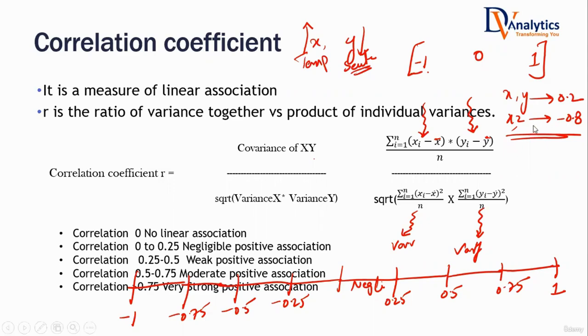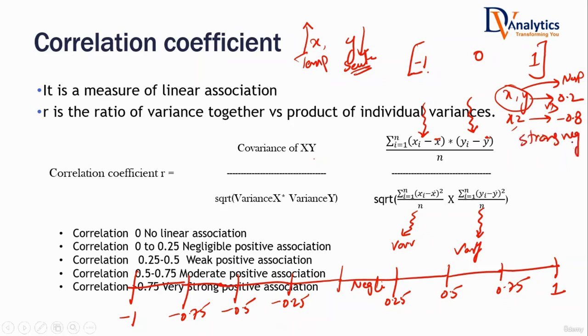Z. The XY correlation is positive, yes, but what kind of positive? It is between 0 and 0.25. What do we call this? Negligible positive versus strong negative. Then what did I ask you?